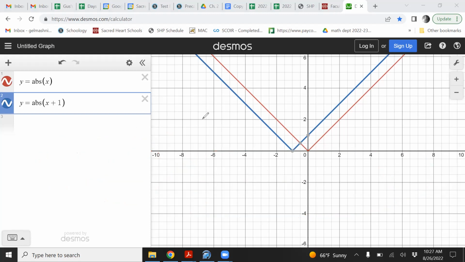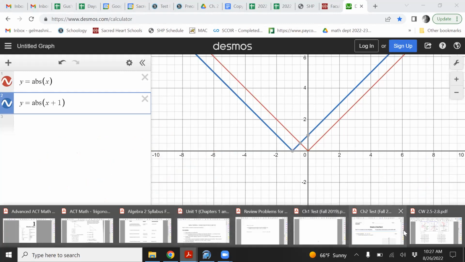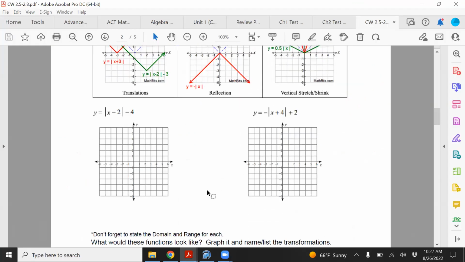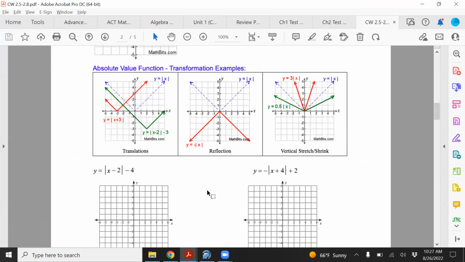All right, now let's go back to notes. You can see how these diagrams summarize all the movements, right? Here you have opposite of x in blue, but see how even x plus 3 went 3 left. The greens moved 2 right and 3 down. That's why it's x minus 2 minus 3. This middle one has a negative in front, so it flipped it over. The far right one, see how 3x makes it narrower, or 0.5x makes it wider.